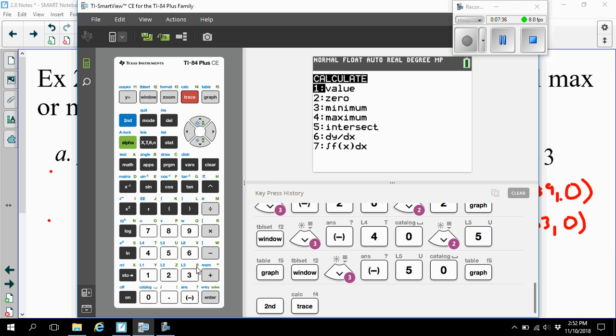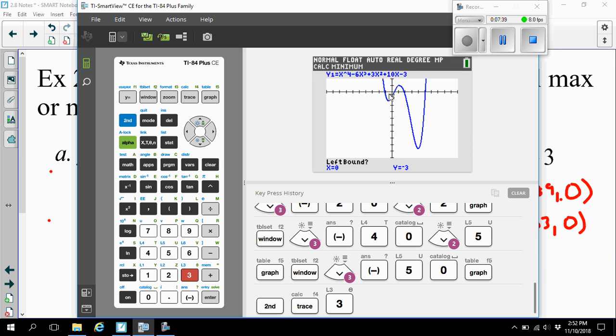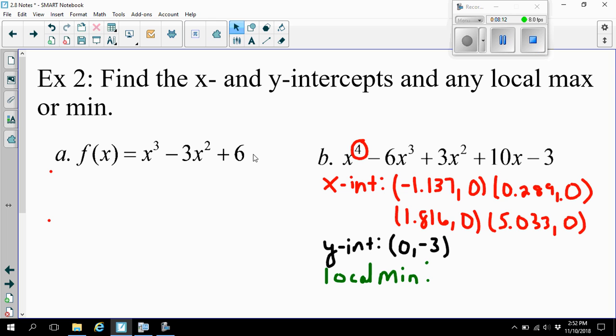So to find both our mins, what we're going to do is go to second trace, and then go to number 3 for the minimum. Now I'm going to find this leftmost minimum. Remember, left bound means on the left-hand side of our point. So I need to move my cursor somewhere on the left-hand side, press enter. Then I move it to the right-hand side for my right bound, press enter, and then press enter one more time. It looks like our minimum here is at -0.57 and then -6.51. So we'll go ahead and write that.